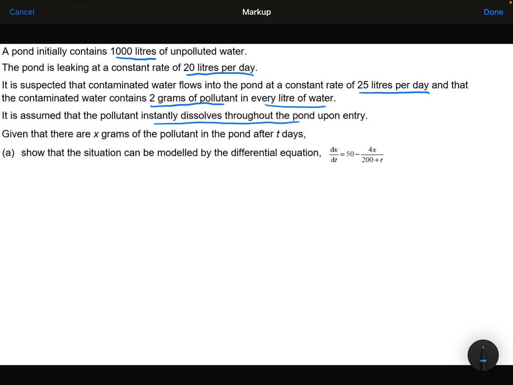Given that there are x grams of pollutant in the pond after t days, we need to show that this situation can be modelled by this differential equation. Right, so let's follow those same steps that I just explained. We're going to first of all work out the volume of the water in the pond after t days.